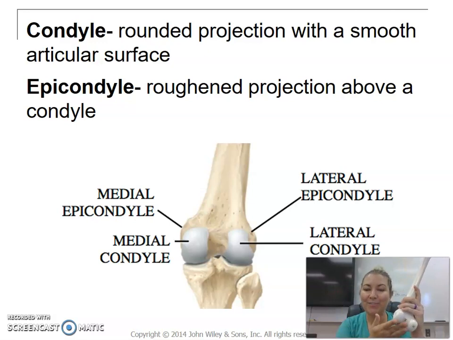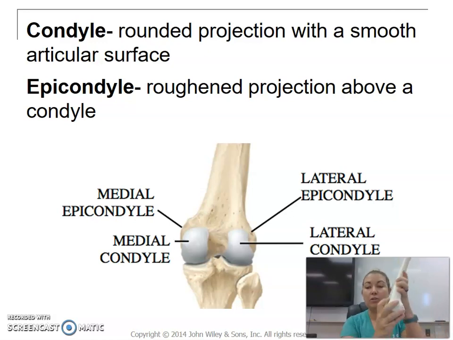At the distal end or the bottom of your femur, we have these two rounded projections that we call condyles. We have one on the medial surface and one on the lateral surface. So we have the medial and lateral condyle. They're very smooth and they will actually articulate with the tibia that we talked about earlier. Okay, so we can see that that forms that knee joint, so it's nice and smooth.